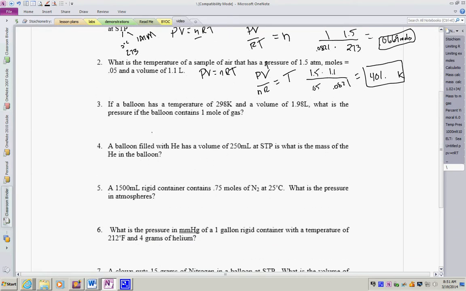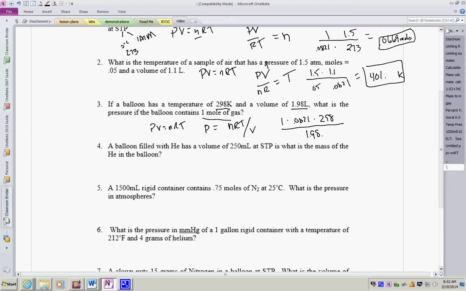All right. If a balloon has a temperature of 298, a volume of 1.98, and, again, important piece of information, 1 mole of gas. Now, looking for what is the pressure? PV equals nRT, so P equals nRT over V. So n is 1 mole, R is 0.0821, temperature is equal to 298, and all that over the volume, which is 1.98.